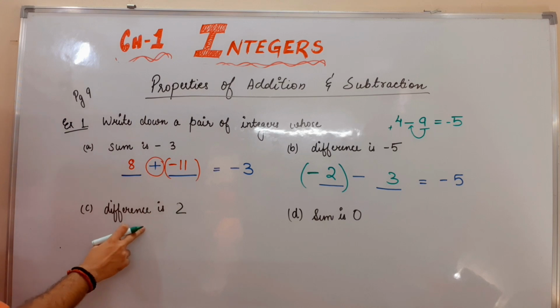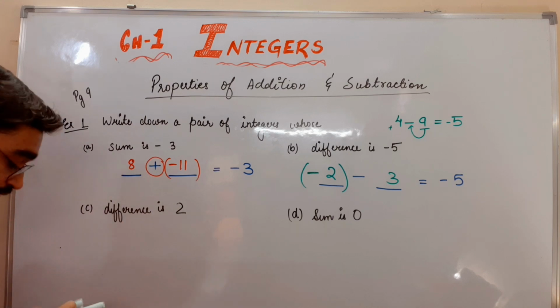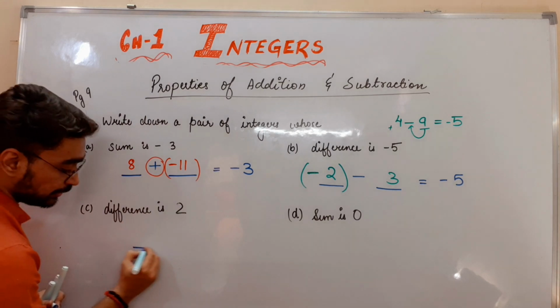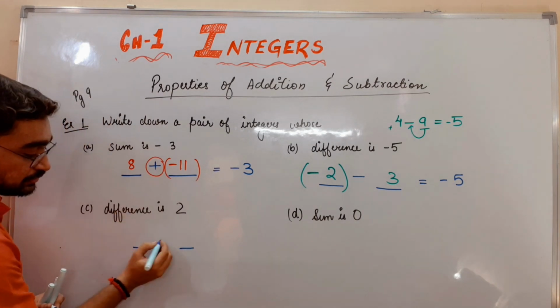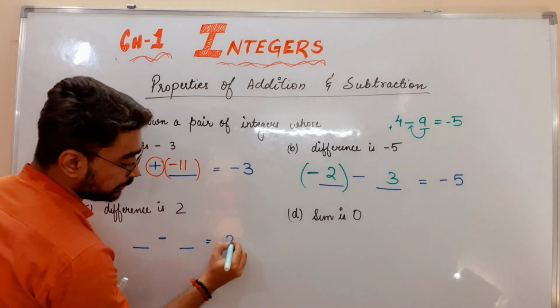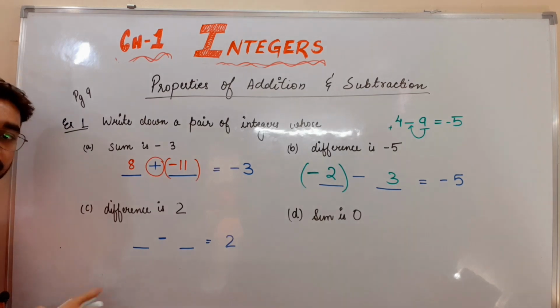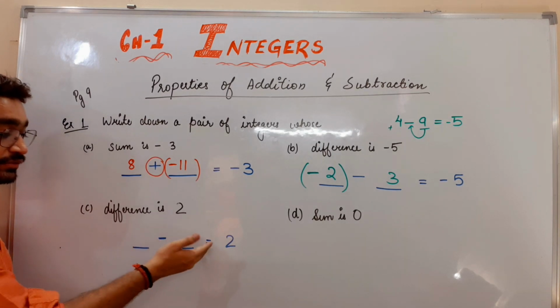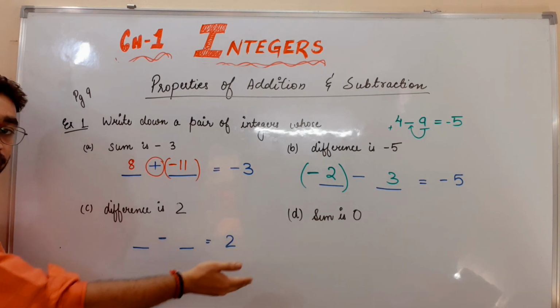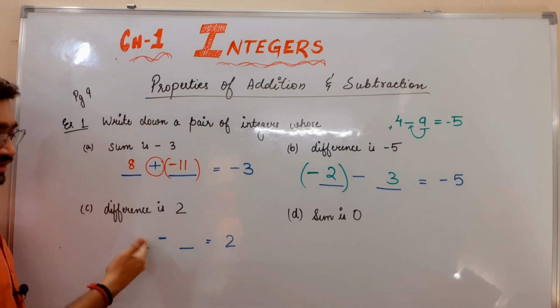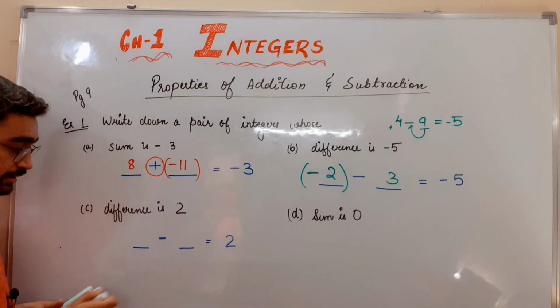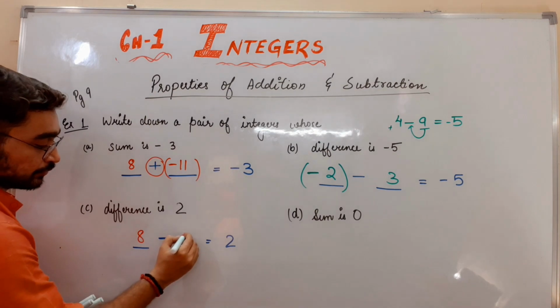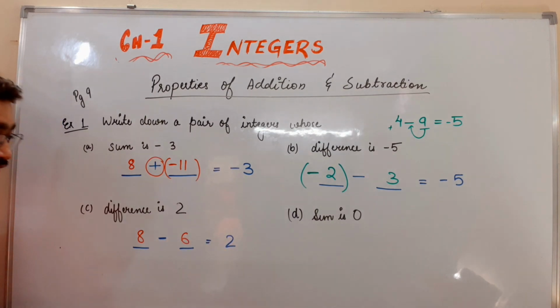The difference is 2. The same thing I will do again. First I will make 2 dashes here. Difference means minus, and the answer should be 2. It's very easy. 3 minus 1 is 2. 5 minus 3 is 2. 7 minus 5 is 2. 8 minus 6 is 2. Any numbers you can write.